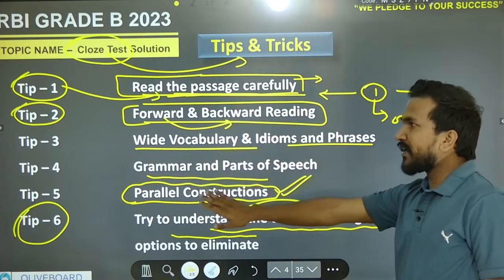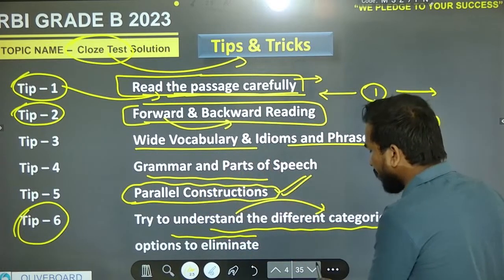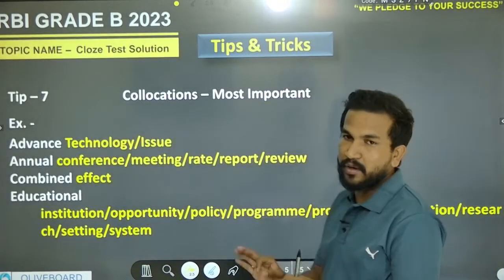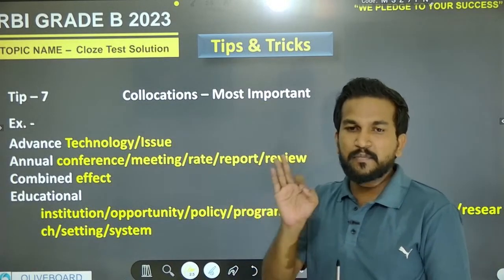So here are the 6 tips. Now I'm going to tell you the 7th tip that is most important for banking students. That is most important.